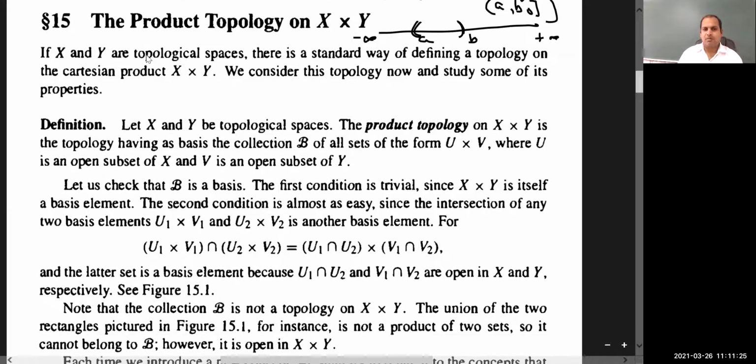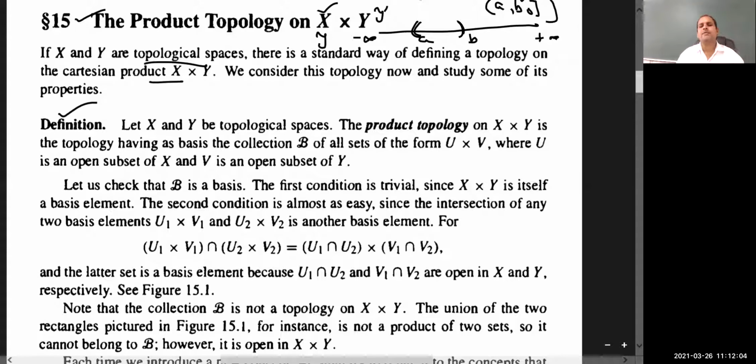Now let me come to the product topology, then we will come back to this one. Suppose X and Y are two non-empty sets. X is equipped with some topology, say script T, and Y is equipped with some topology, say script T dash. Then how do we define a topology on their Cartesian product? That topology we will refer to as the product topology. If X and Y are topological spaces, there is a standard way of defining a topology on the Cartesian product. We consider this topology now and study some of its properties.